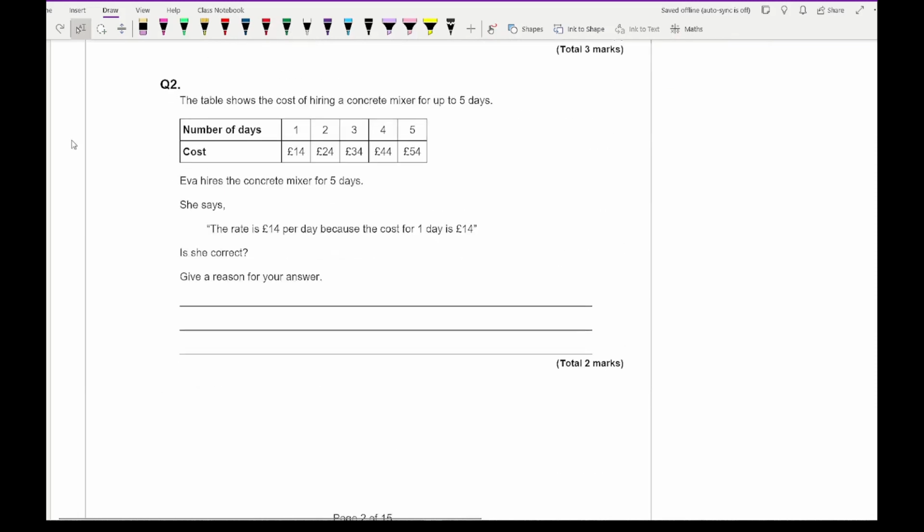Moving on to question 2, it says the table shows the cost of hiring a concrete mixer for up to 5 days. Eva hires a concrete mixer for 5 days. She says that the rate is £14 per day because the cost of 1 day is £14. Is she correct? And the answer is there, as you can see, that she is wrong. So no, after the first day, the rate is £10 per day.